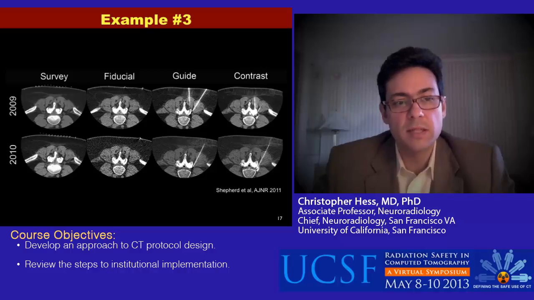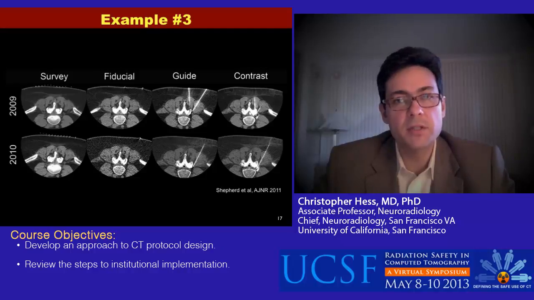How did we do it? In the survey phase, we targeted specific levels. We reduced the z-axis scan. In our fiducial and guide phases, we used very low tube current, actually on the order of 10 or 20 mA. And in our contrast phase, we increased the mA only slightly, back to around 30 or 40 on average.